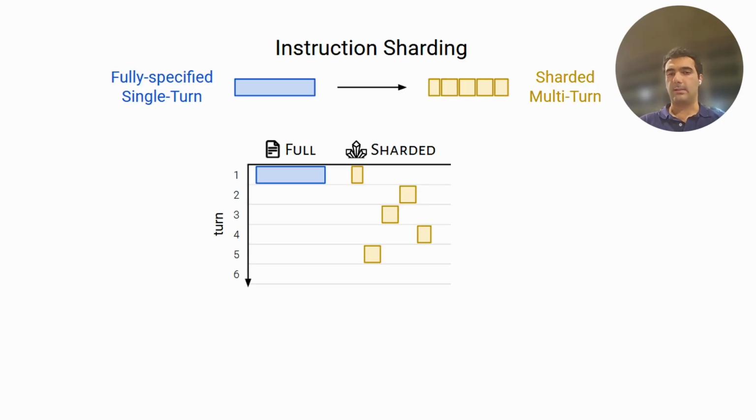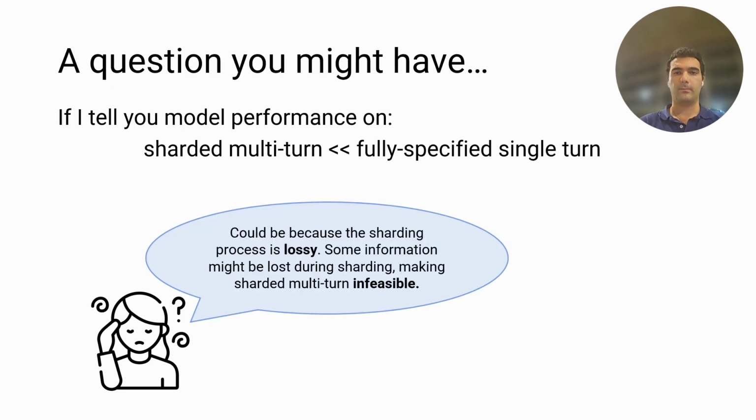So this is a version of a diagram that tells you the difference between full and sharded. The fully specified single turn setting, which we saw in blue, is the original. We reveal all the information at once in the first turn, whereas in the sharded multi-turn setting, we first split the instruction into smaller blocks we call shards, and then we reveal at most one shard at a time based on a user simulator.